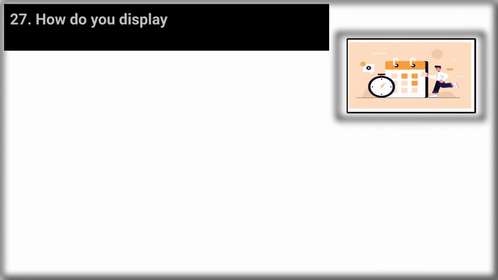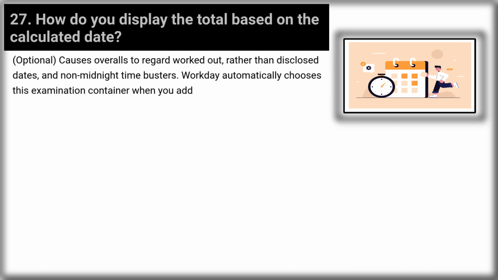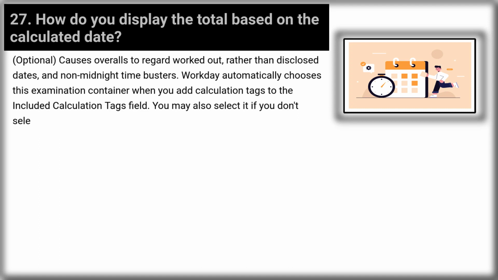27. How do you display the total based on the calculated date? Optional, causes totals to regard calculated, rather than reported dates, and non-midnight time breakers. Workday automatically chooses this option when you add calculation tags to the included calculation tags field. You may also select it if you don't select a particular calculation tag.